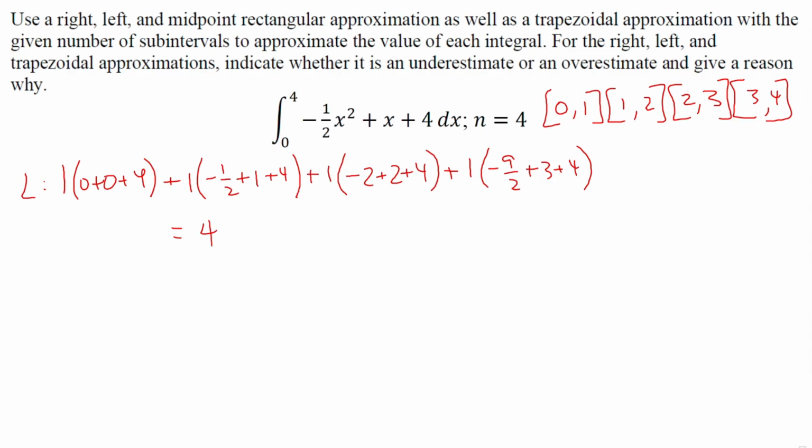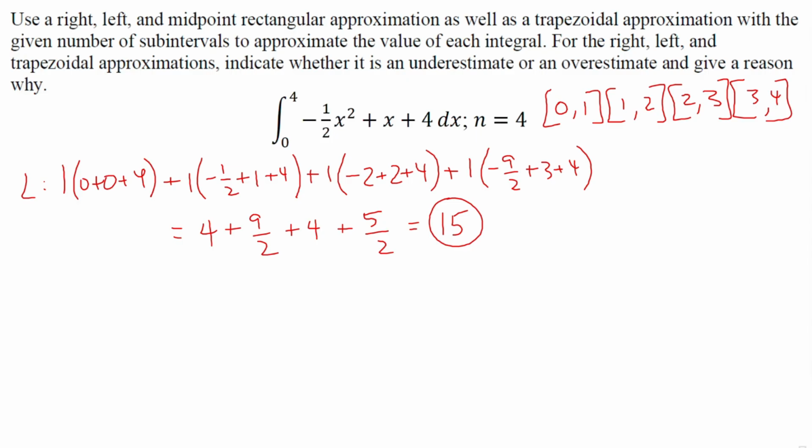Negative 1/2 plus 1 is 1/2. And the 1/2 plus 4 is going to be 9/2. We got negative 2 plus 2 is 0 plus another 4. That's just going to be 4. And then negative 9/2 plus 7 should just be 5/2. And if we add all that together, 9/2 and 5/2 is 14/2, which is 7, plus 4 gives us 15. So our approximation with the left rectangles is 15.